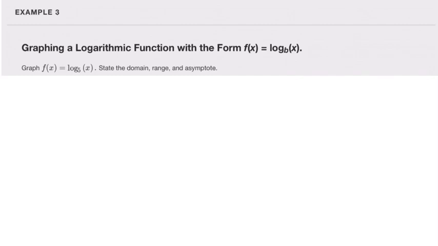Okay, I feel like an easier way to graph this is to first rewrite the log as an exponential, right? So say we have y equals log base 5 of x. If I wanted to write this in exponential form, it's going to be the same as 5 to the power of y equals x. And then use this to plot and find your points, right?